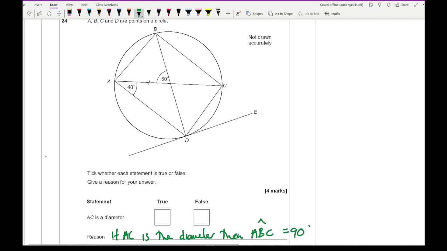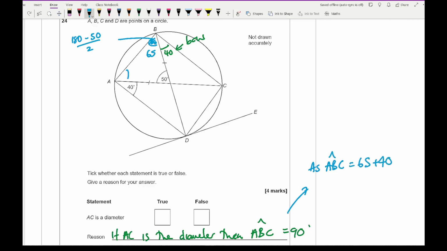Well, looking at this, I know that this angle here is going to be 40. Why? Because it's a bow. I know that this angle here and this angle here are going to be the same because it's an isosceles triangle. So that's going to be 180 minus 50 divided by 2. And that gives me an answer of 65. So going back to this particular statement here, ABC is equal to 65 plus 40, which is 105. So this is not equal to 90. So AC is not the diameter.